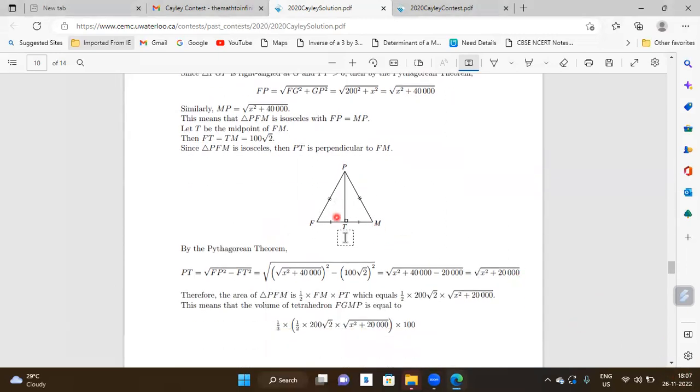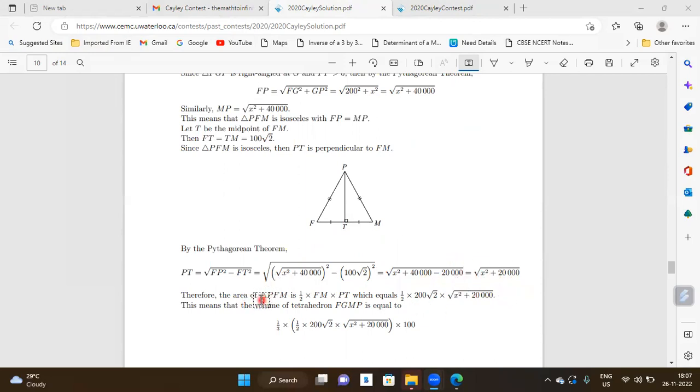So you are applying the Pythagorean theorem over this. PT is equal to the square root of FP squared minus FT squared. You know this, right? Here you have a right angle and this is the hypotenuse. You're just substituting the values of FP and FT. When you substitute and simplify, you will get the square root of x squared plus 20,000. I'm not showing you the calculation; these are all very basics.